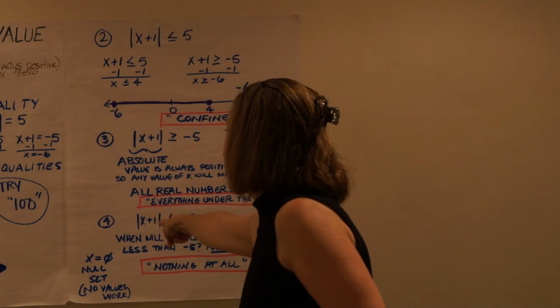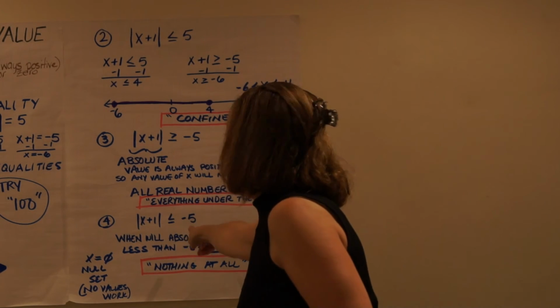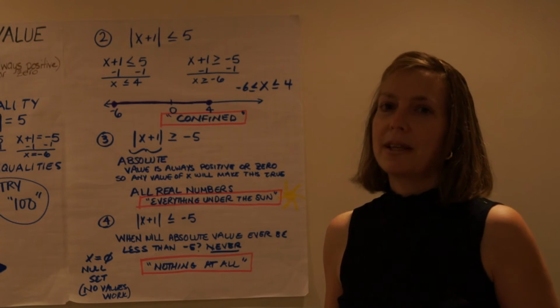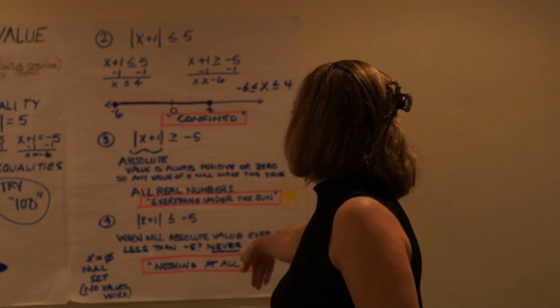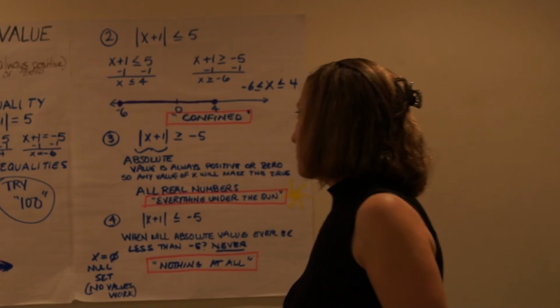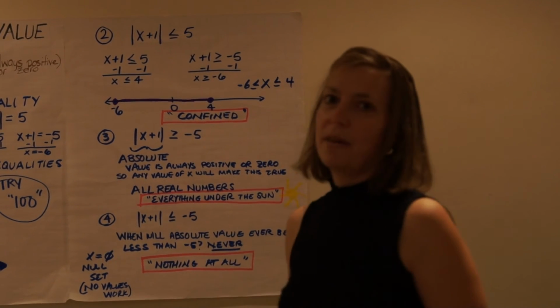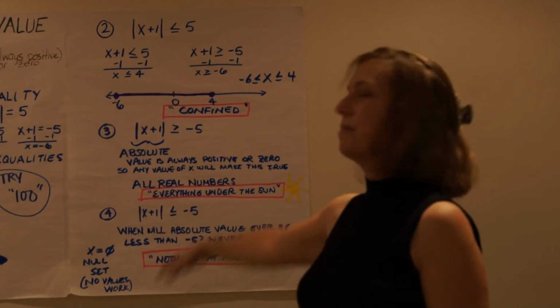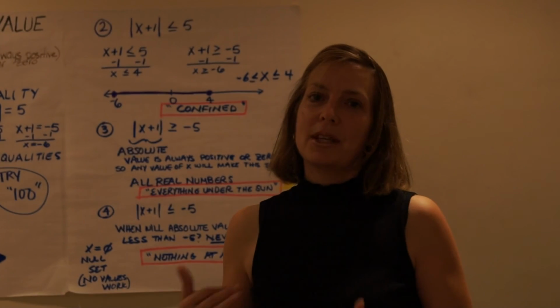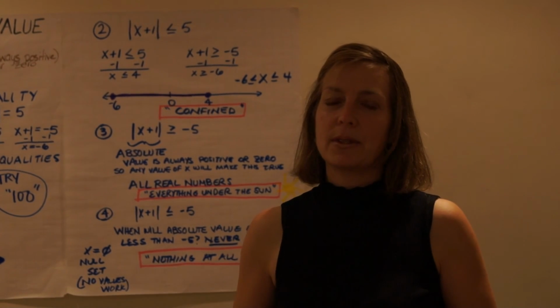When will absolute value, the fourth one, when will absolute value be less than -5? Absolute value will always be positive. When will it be less than -5? Never. So that one is nothing at all. Or in math terms, we would say the null set, because the absolute value of nothing would ever work to make absolute value negative. So absolute value inequalities, these are 4 examples of the 4 different scenarios.